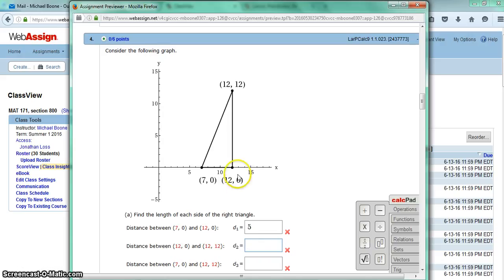For (12, 0) and (12, 12), well, that would make sense to find that distance. We would just subtract our heights, our y values. So 12 minus 0 is 12.